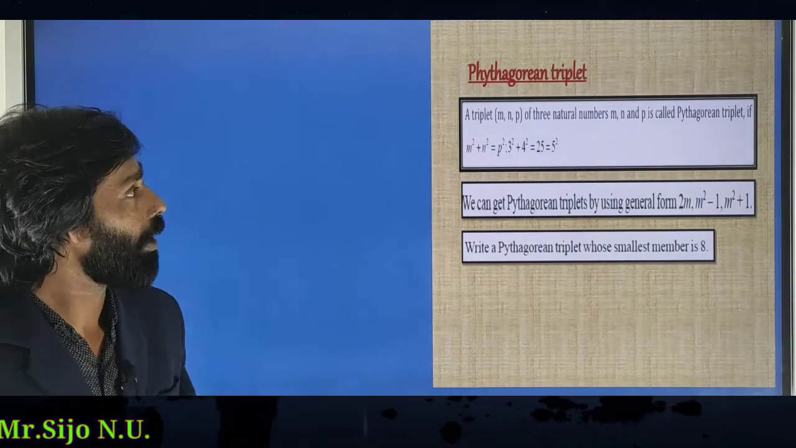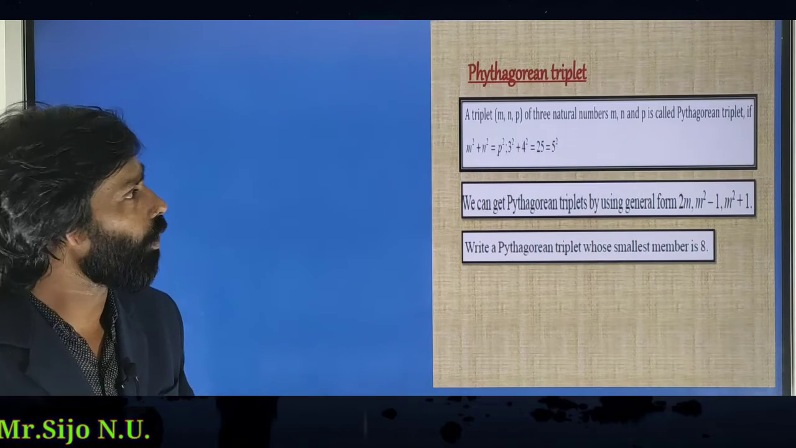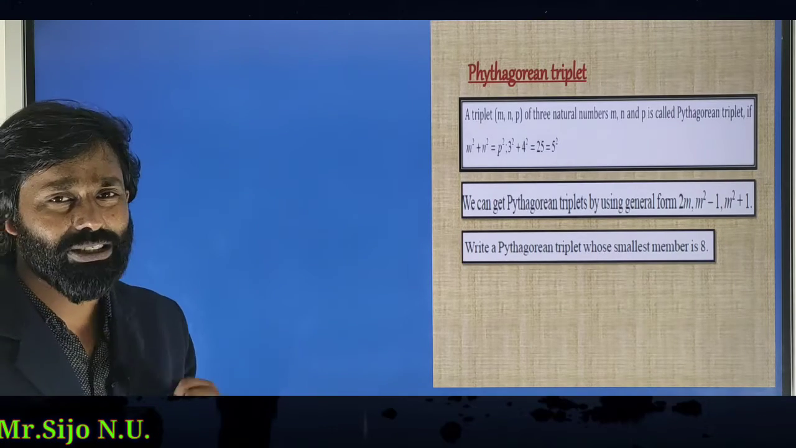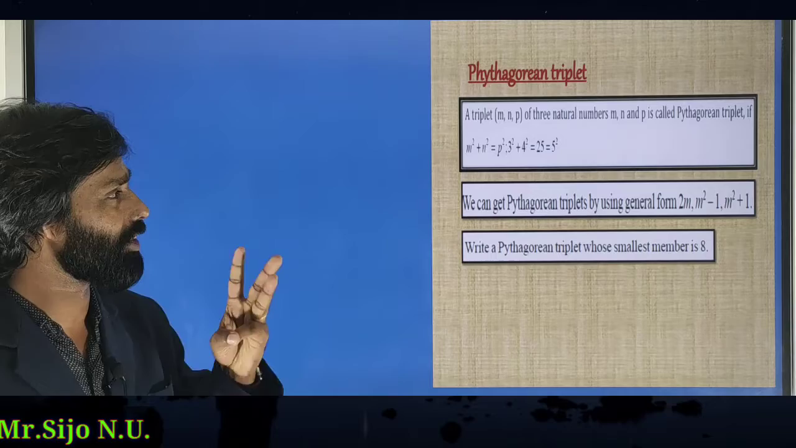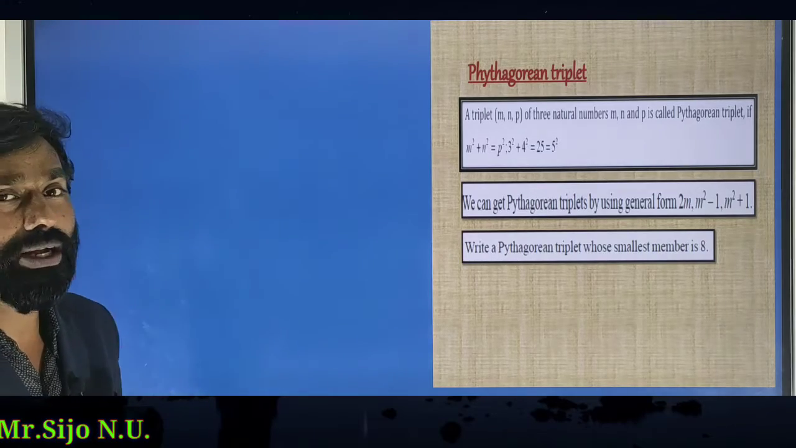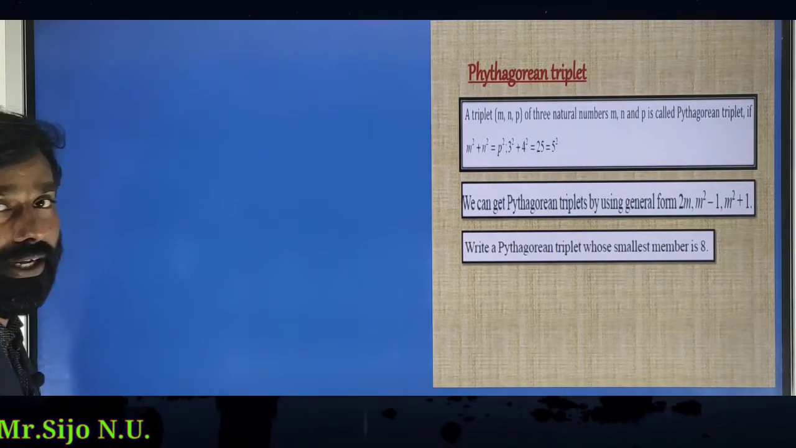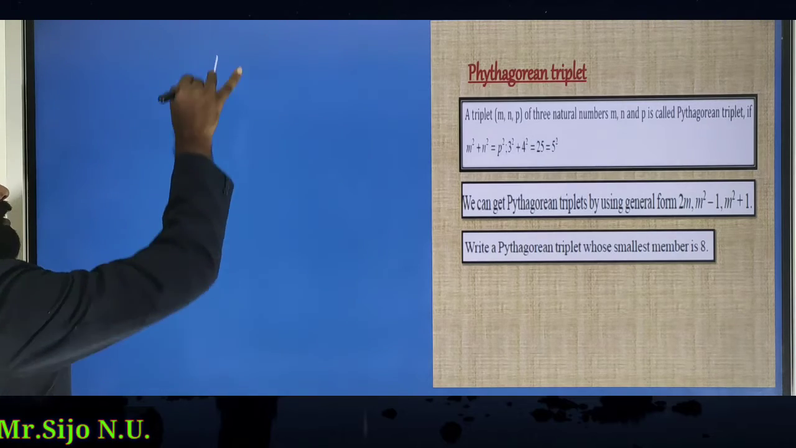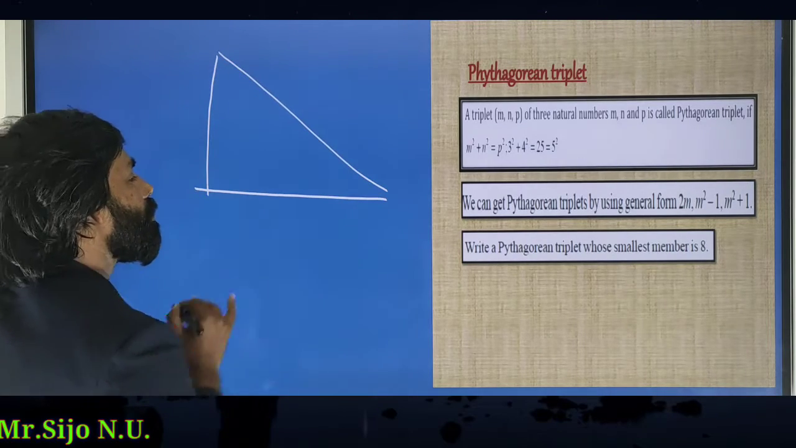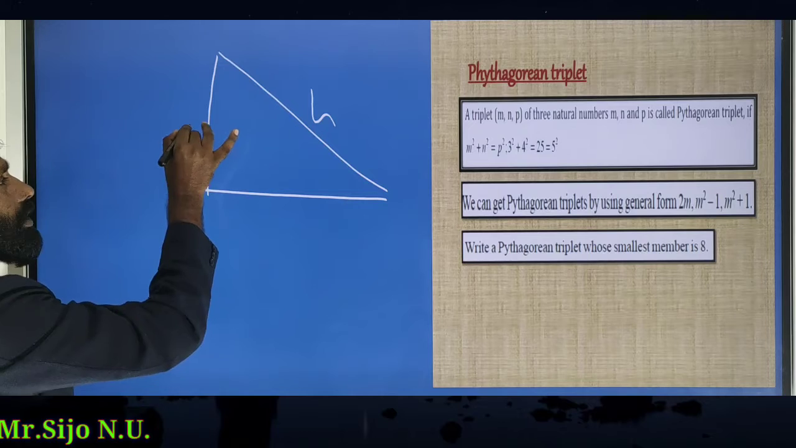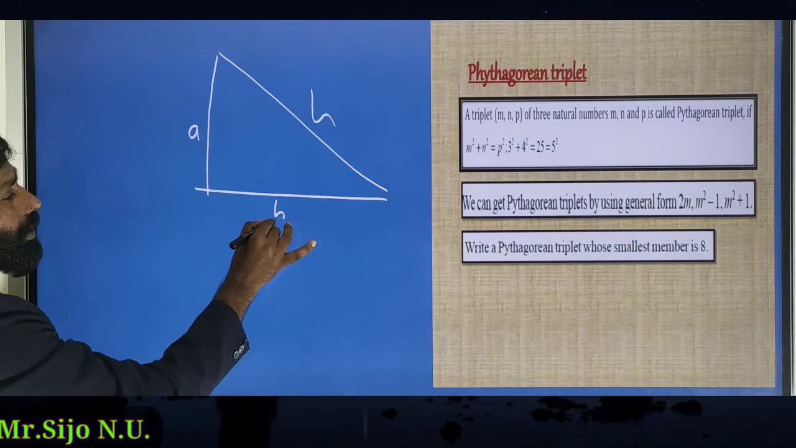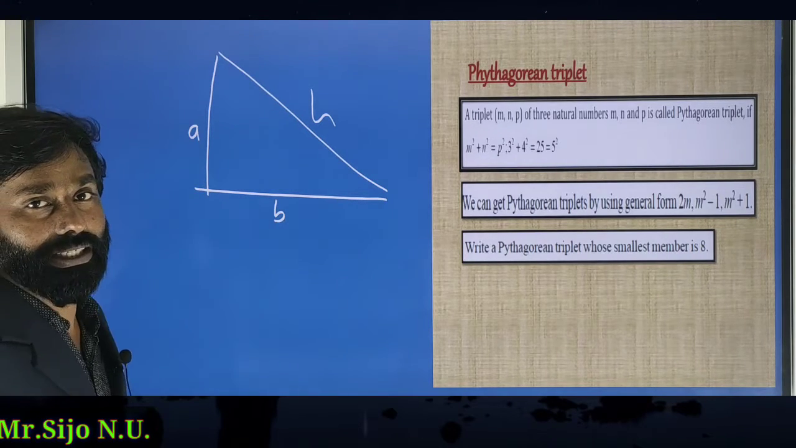Now the next concept, Pythagorean triplet. What does it mean? A triplet means 3, right? There should be 3 numbers. We have learned the Pythagorean theorem. Here it's a right angle triangle, you know. This is the hypotenuse, this is the altitude, this is the base. What does the Pythagorean theorem say?